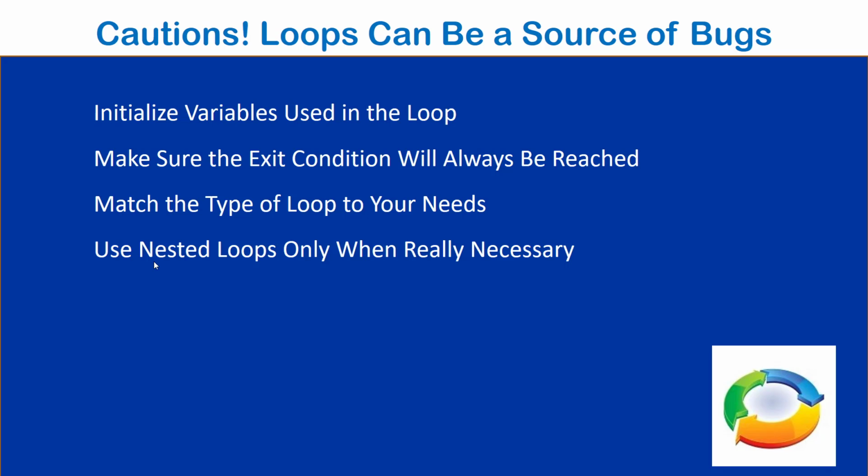So a couple of cautions on looping. They can be a source of bugs, which is why I try to use other methods when I can. There's nothing wrong with loops. They're awesome. They're great. But they can introduce bugs if you're not careful with them. To avoid some of the issues, first make sure, if you're using variables, and remember the for loop is nice because it takes care of initializing variables, but if you're using other variables that aren't initialized as part of the loop itself, like in a for loop, make sure you initialize the variable before you use it.